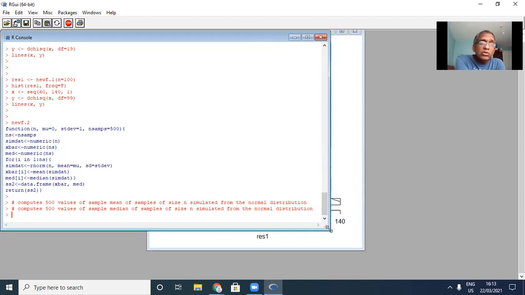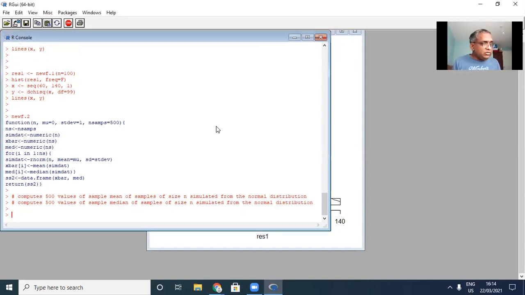So basically what you're doing is you're simulating 500 samples of size n from the normal distribution, and for each sample you're computing the sample mean and the sample median. You follow what I'm saying? If not, please let me know. You're simulating 500 samples, each of size n, and then for each of those samples, you are computing the sample mean and the sample median.